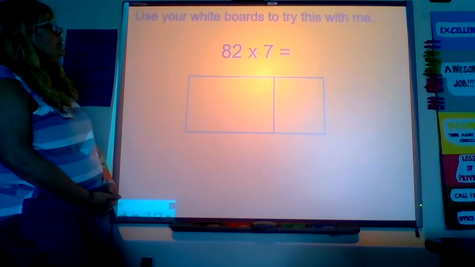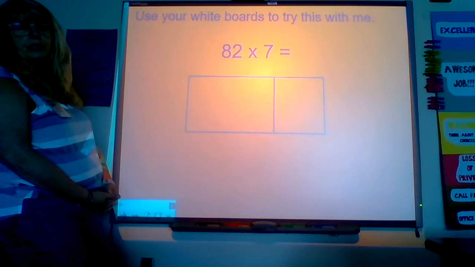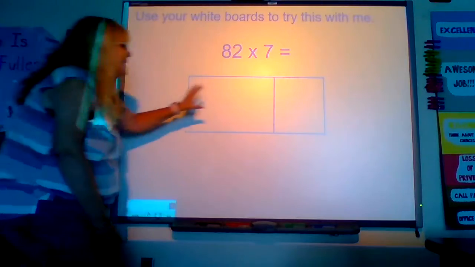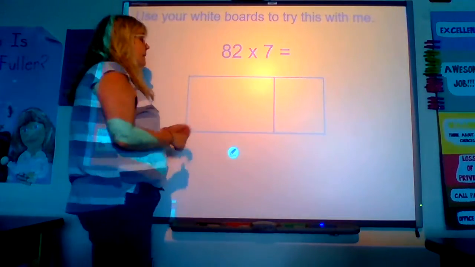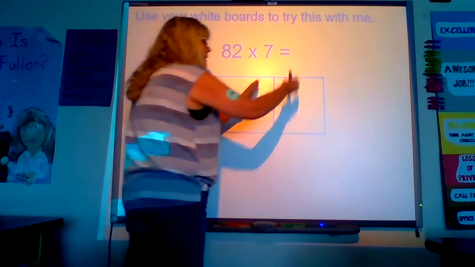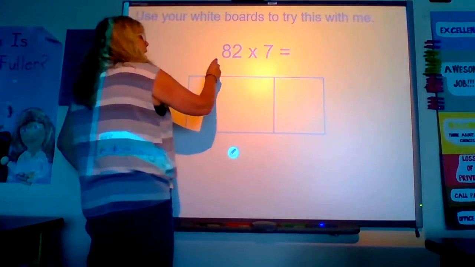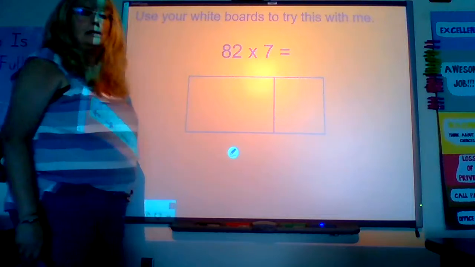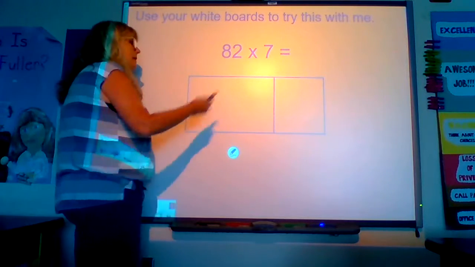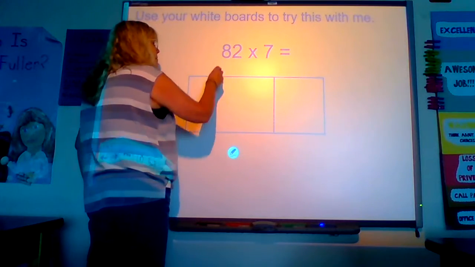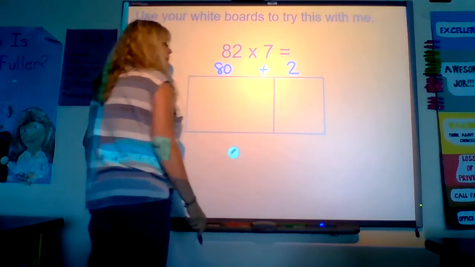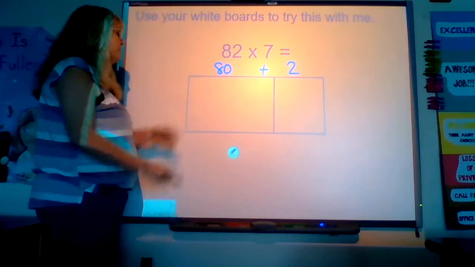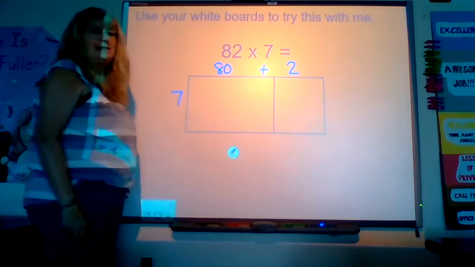Okay, now, in your journal, I want you to copy this down. I want you to create this model right here. Just like I said, the floor plan, we're going to say this is a living room, that's a bedroom. My algorithm is 82 times 7. So I'm going to break 82 down to 80 plus 2. And I'm going to put my 7 over here to the side.